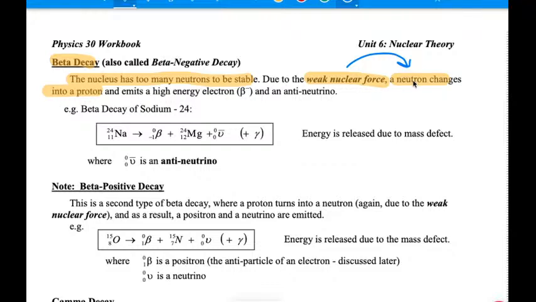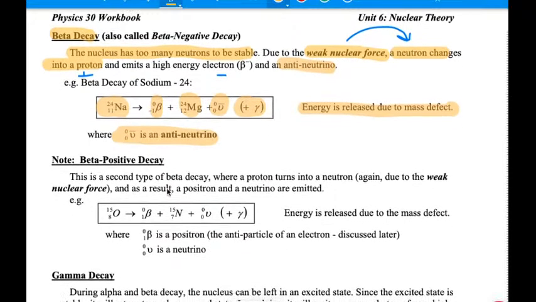Since we're going from neutral to positive, we need to also have this negative high energy electron and this antineutrino, which we draw in as this. So all the energy released is due to mass defect in our parent, right? Here we have our high energy electron, our daughter nucleus, and this antineutrino. Sometimes you can see we'll get gamma, and we'll get to gamma and what that means in a minute.